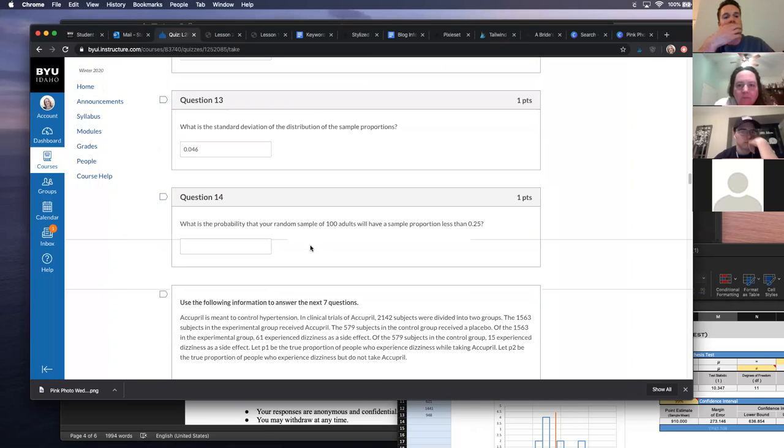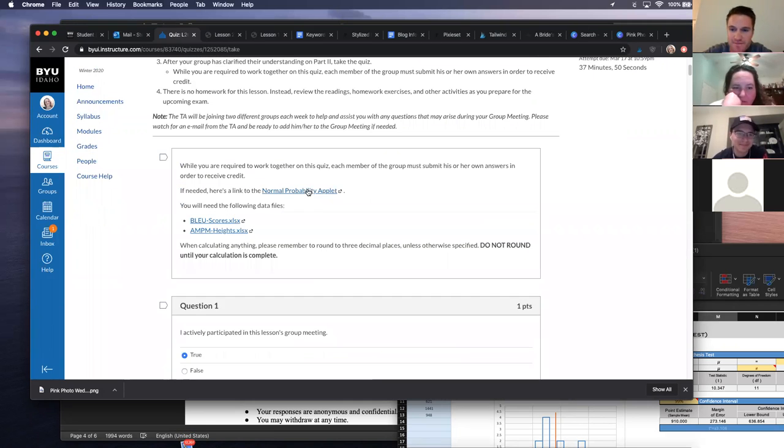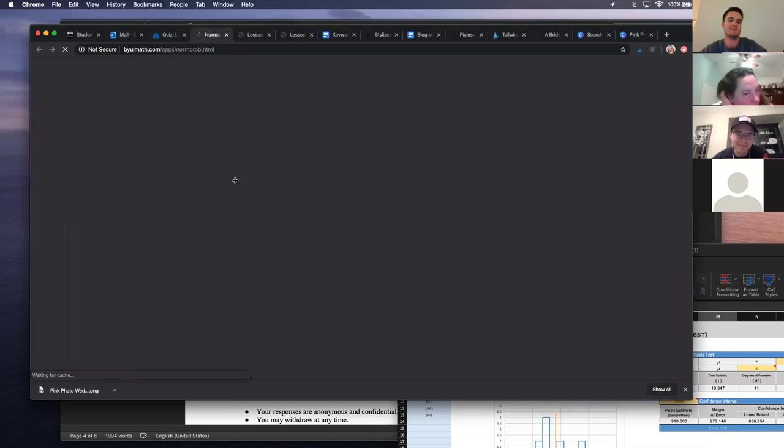Okay, I got a negative number, so that's not right. For 14. Yeah. So what negative number did you get? Negative 1.087. Nice. So that is the z-score. Oh, and then I put it in the applet? Ding, ding, ding. Yeah. Oh, my goodness. What a life. All right.